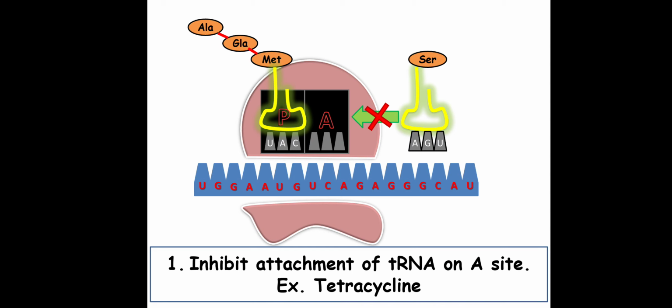So we know tetracycline is an antimicrobial. We know that it is a protein synthesis inhibitor. But what exactly does tetracycline do? Tetracycline will inhibit the attachment of tRNA on the A site.